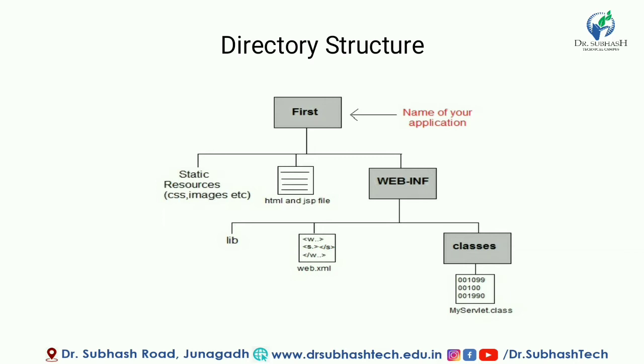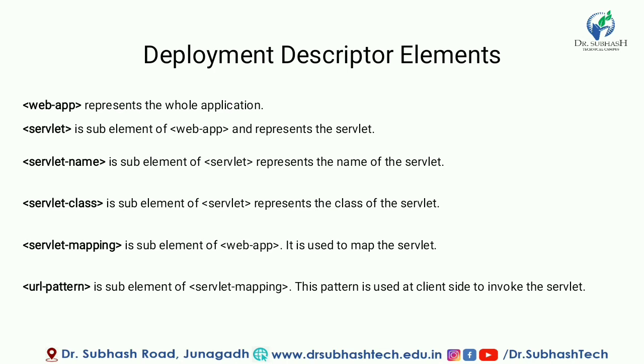Let us see the different elements of the web.xml file, meaning the deployment descriptor elements. The first is web-app. It represents the whole application, meaning this will be the root element. These elements are the same as HTML elements. They have the starting tag and ending tag too. Then servlet is a sub element of web-app and represents the servlet. The servlet tag will come under the web-app tag, and this represents the servlet.